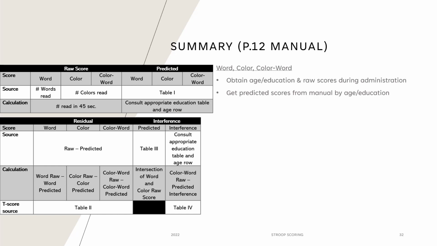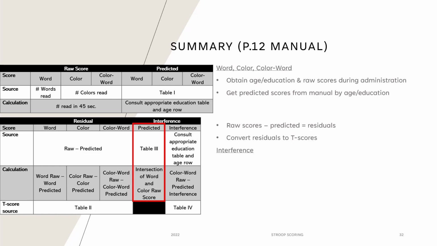And now we get the residual or deviation. And again, that is our raw score minus predicted. In other words, how well the person did compared to what we expected them to do. We recorded those as residuals. We go to table 2 to get all our predicted scores, and then convert those to T-scores. So that allows us to compare, like we saw in the plot there, a word score to a color word score and identify discrepancies.